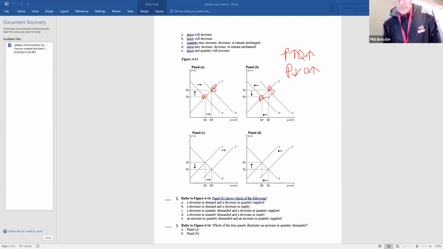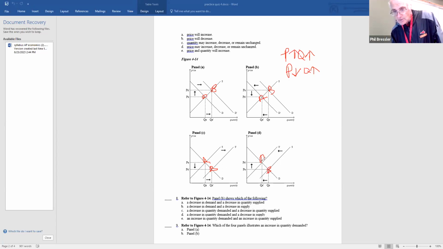Now, I go to panel C. I have an increase in supply. I know that because I have two supply curves, the arrow's going right. So I'm increasing supply. Now, demand, I'm sliding down the demand curve from A to B. So I have an increase in quantity demanded. And then finally, I have supply going left, right? Correct, the arrow there. And I'm going up the demand curve from B to A.